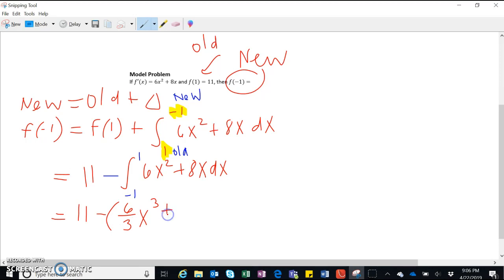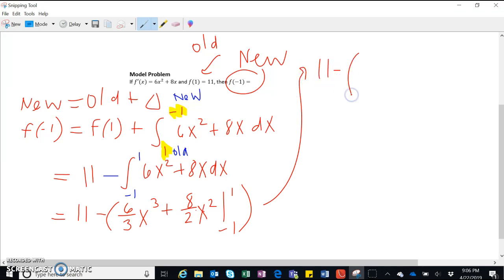Do the same thing over here. I establish what the power has to be, in this case a 2. Then I take whatever was there and the reciprocal of that 2, and they kind of join forces before I evaluate those bounds. So I've got 11 minus parentheses, then that simplifies down to 2x cubed plus 4x squared from negative 1 to 1.